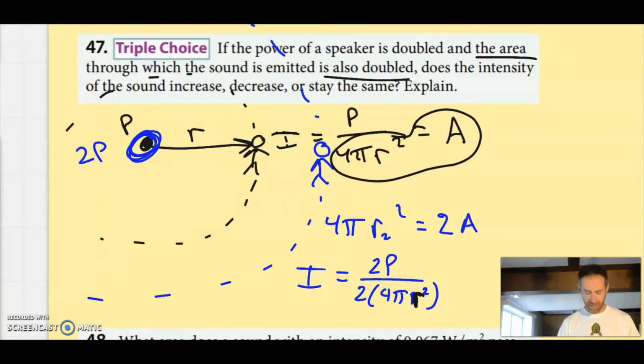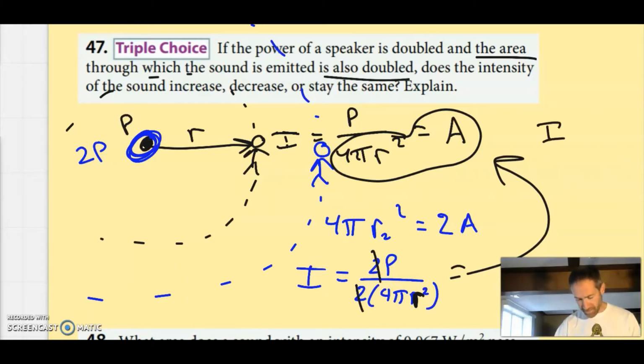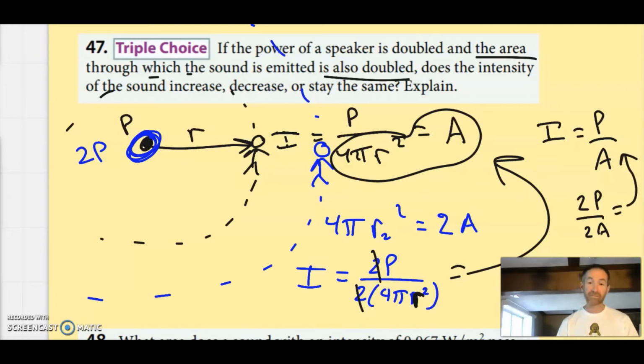And look at these two fractions. This fraction, P over 4 pi r squared, versus 2P over 2 times 4 pi r squared. What happened to this intensity? Well, those 2's are going to cancel out, and it's going to give you the same intensity as you had before. Since intensity is power divided by area, if I have twice the power but twice the area, those two things are going to offset each other, and it's going to give me the same thing.